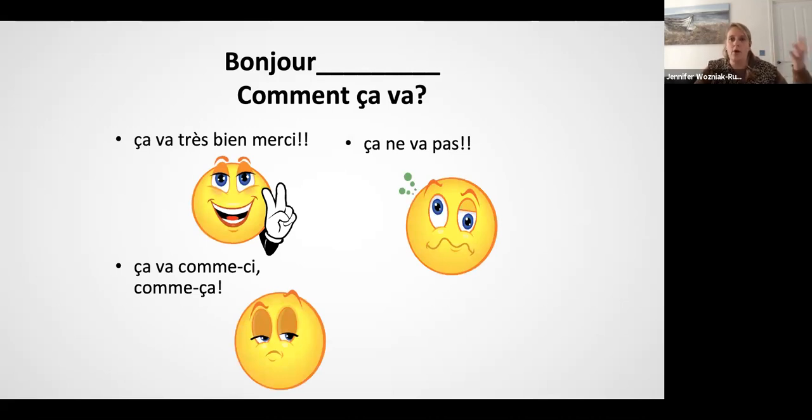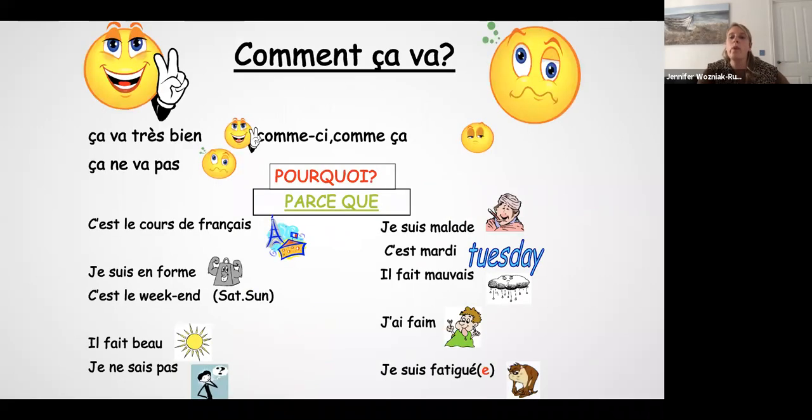So I introduce comment ça va? And then I introduce ça va très bien, ça va comme ci, comme ça, ça ne va pas. And then when they are really confident with that language, when it becomes second nature, I move to this. I ask them how they are, they give me an answer, but then I want them to give me a reason for it. Why are they just okay? Why are they not well? Why are they really well? Same thing, I'm just building the language here.